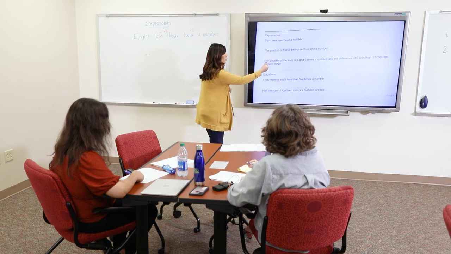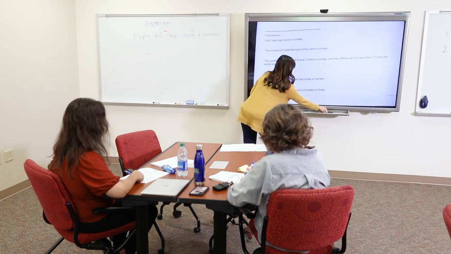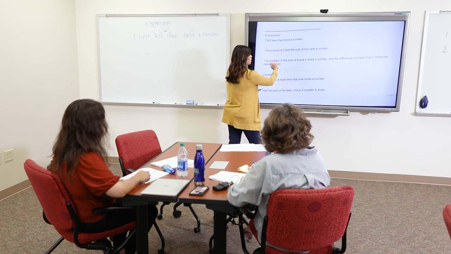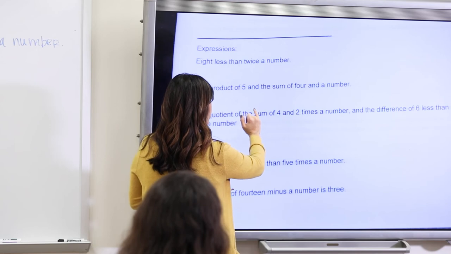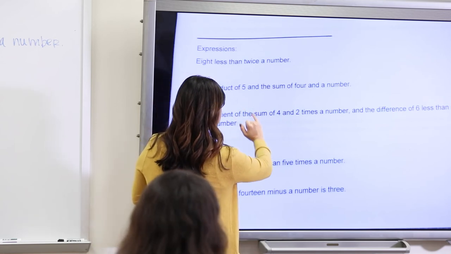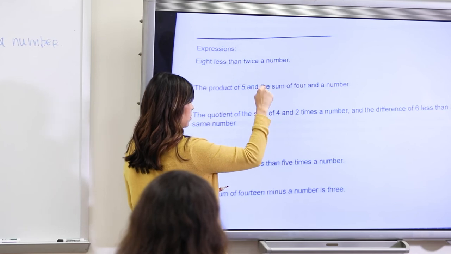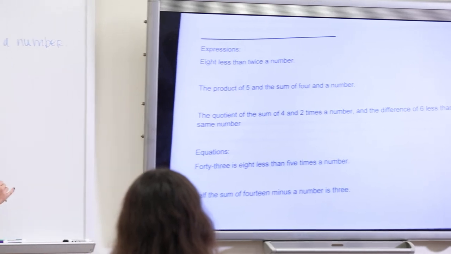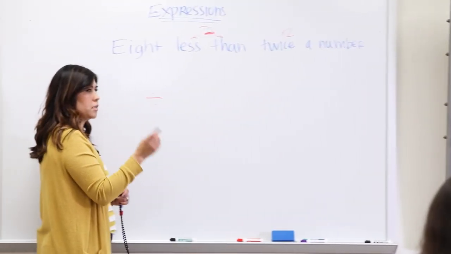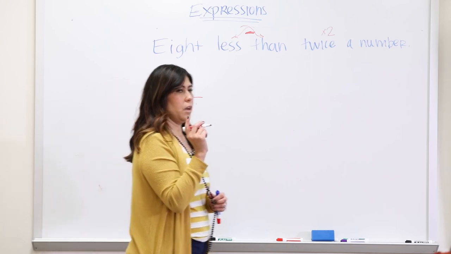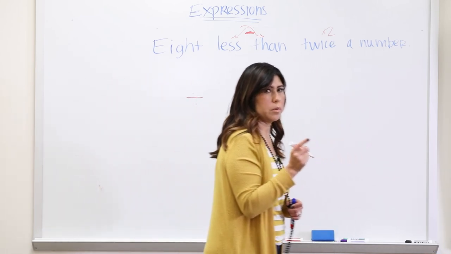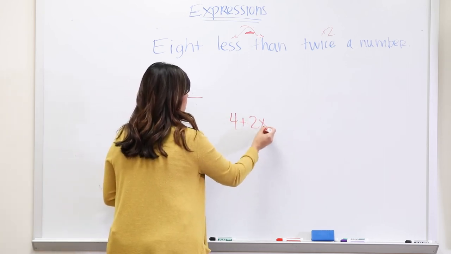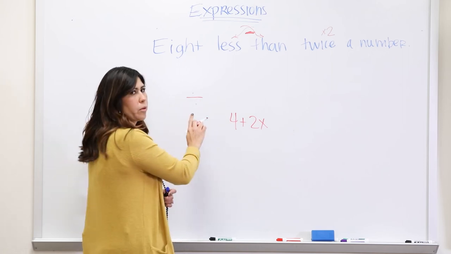All right. So if I was going to do that, I'd go, okay, division. And what am I dividing? Well, here's the first part. The sum of, sum means plus, 4 and 2 times the number. Just stop there at that comma. What does that look like? The quotient of the sum of 4 and 2 times the number. It'd be 4 plus 2x. Okay, so 4 plus 2x, and we know division's going on somewhere, right?